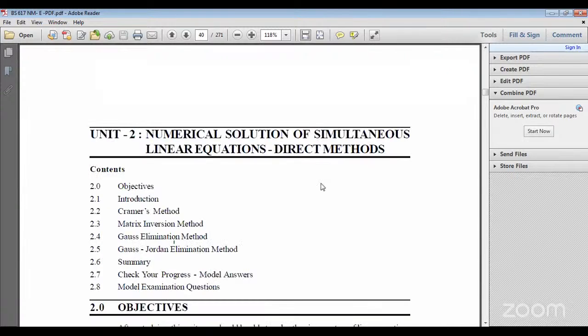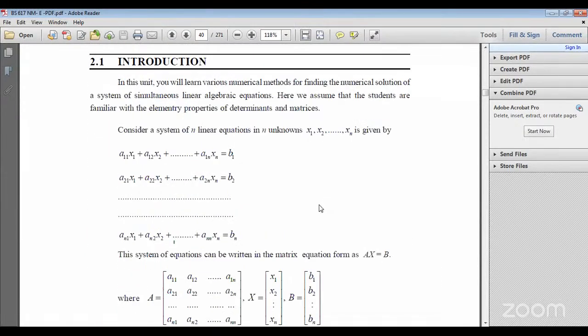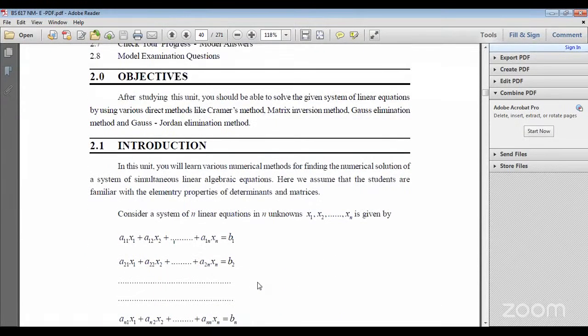Numerical solution of simultaneous linear equations, direct methods. This is a system of linear equations. Consider a system of linear equations in x1, x2, and so on up to xn, given by a11 x1 plus a12 x2 plus a13 x3 plus and so on up to a1n xn equal to b1, a21 x1 plus a22 x2 and so on up to a2n xn equal to b2, and an1 x1 plus an2 x2 and so on up to ann xn equal to bn.